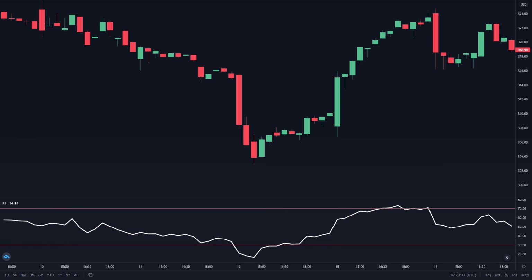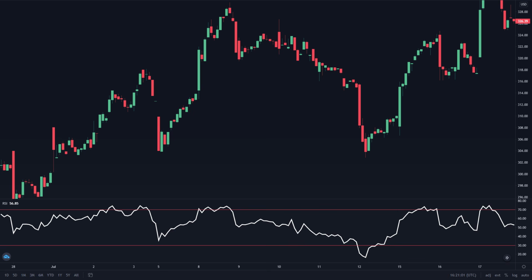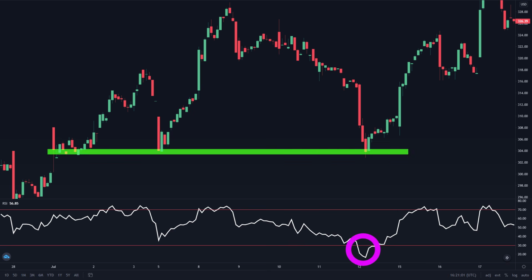For example, an RSI that signals oversold levels alone can lead to false signals. But if the RSI is at the oversold levels while being at a major support line, it's a much more accurate signal. So let's jump into a chart.